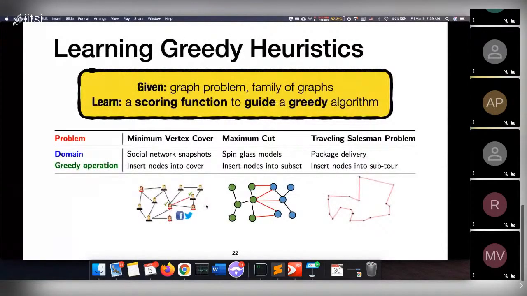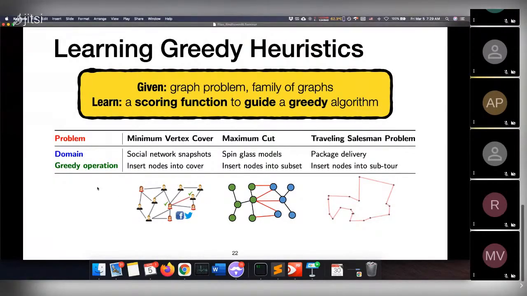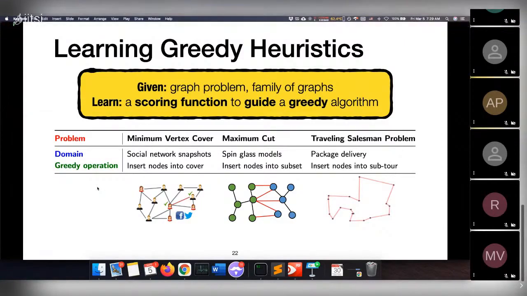And so again, our setting looks like this. We're given some graph problem, this is the first row in the table, and a family of graphs, maybe coming from some application, this is the second row. And we can do some kind of greedy operation in an algorithm, and we would like to learn the best way to make these greedy decisions. This idea applies quite broadly to combinatorial problems on graphs, and in our paper we looked at 4 of them. These are 3 of them. The most famous is the traveling salesman problem, which Reza and Wouter will talk more about because they worked on TSP and its generalization, VRP.